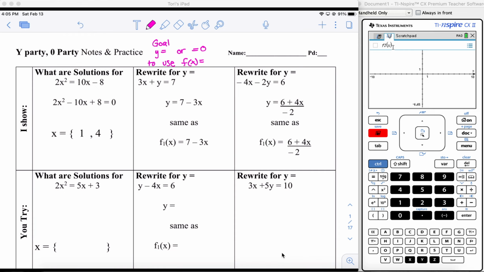Hey guys, your first STAAR video is called Why Party, Zero Party. We're going to be talking about using the calculator to type equations in and what it takes to do that.